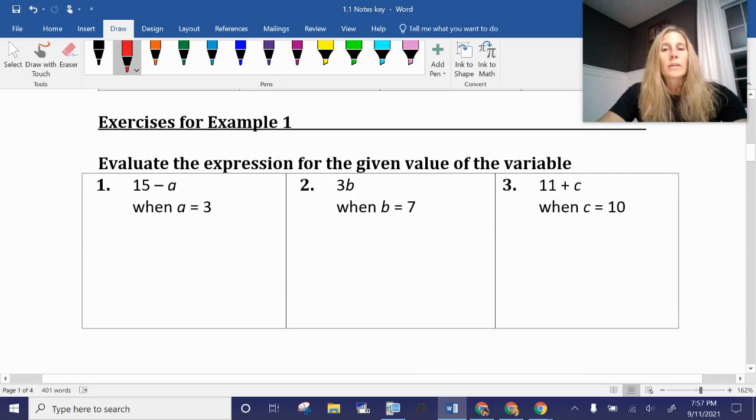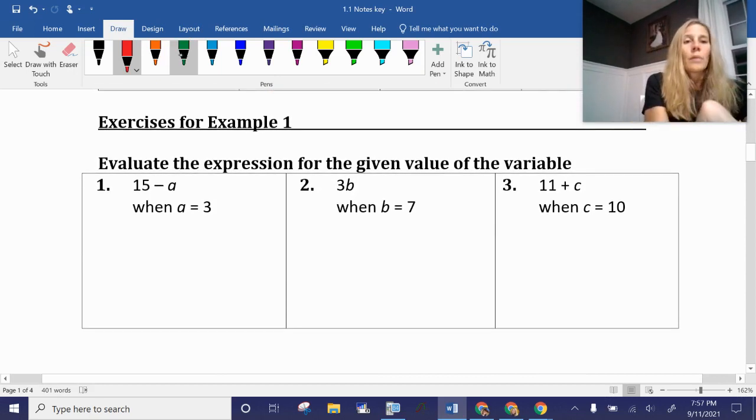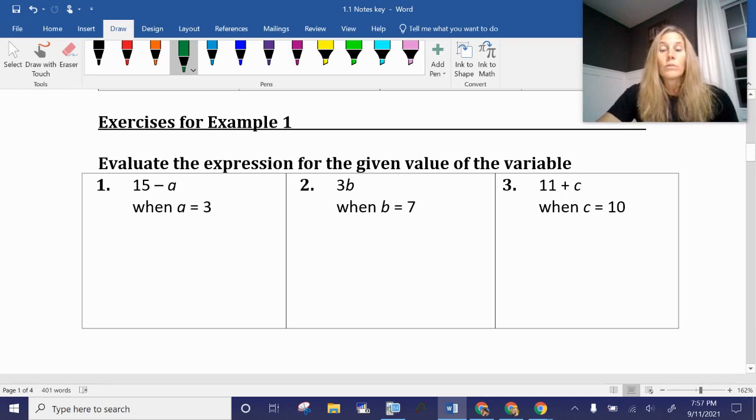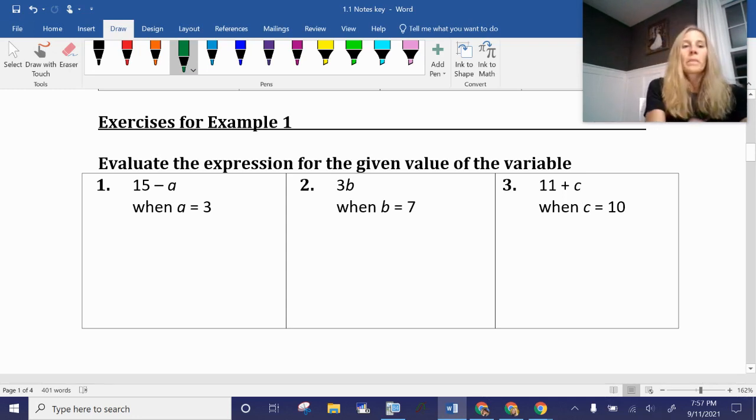So let's just practice a few more of those. If you're watching this video, this might be a good time to pause the video, do these 3 problems, and then turn it back on and check and see if you got them correct. So for number 1, 15 minus 3, which of course is just 12.